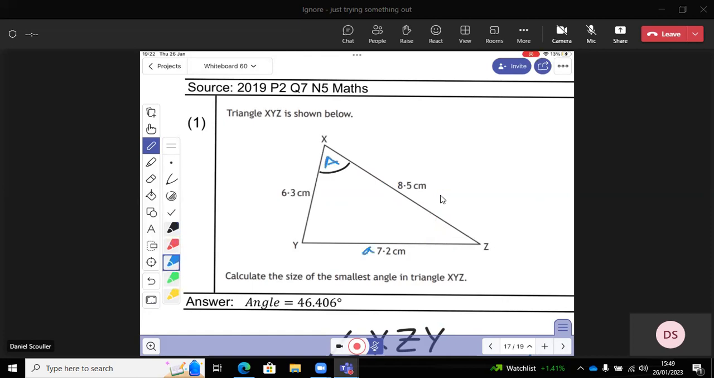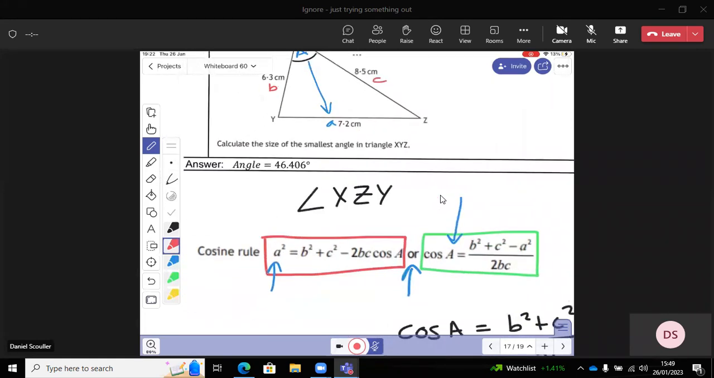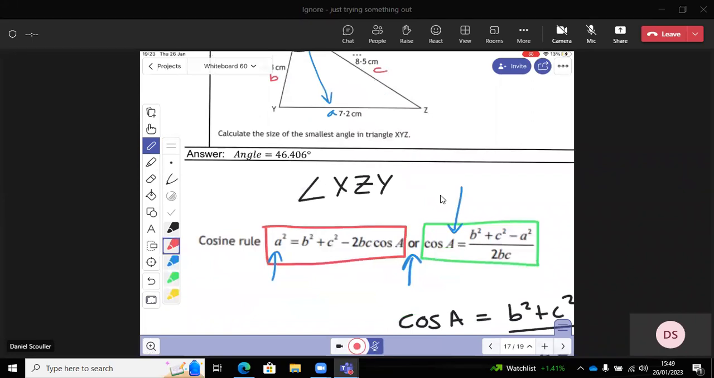That means the 7.2 would be side A, because remember it's always the opposite one. That means 6.3 could be B and 8.5 would be C. So if you're asked to find out an angle, that leads you to what is angle A in that equation. You're always given the equation in that format in the exam paper. So we'll always say cos A equals B squared plus C squared minus A squared over 2BC. It won't change the lettering in the formula that you get given in the formula sheet.